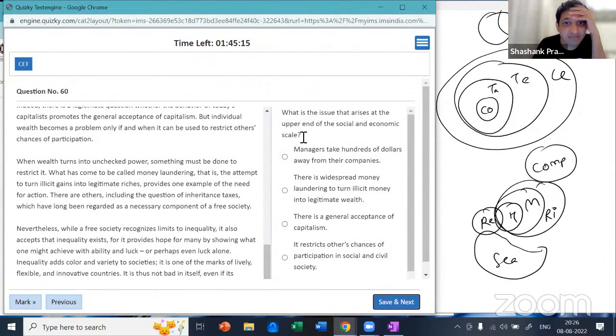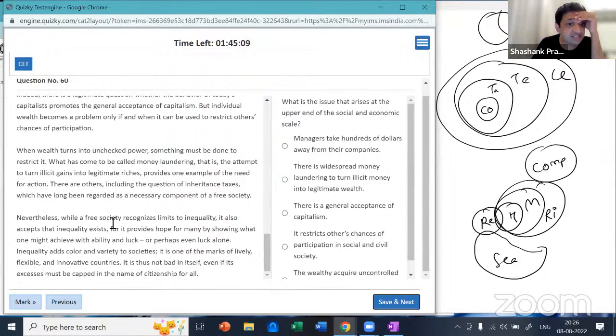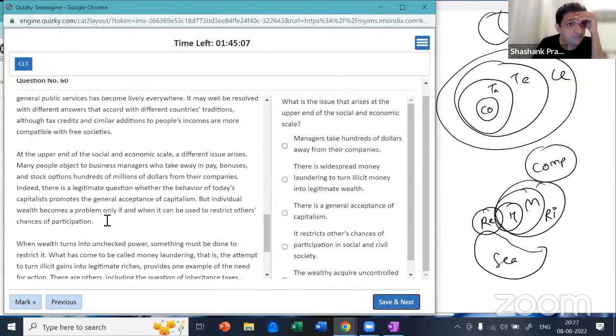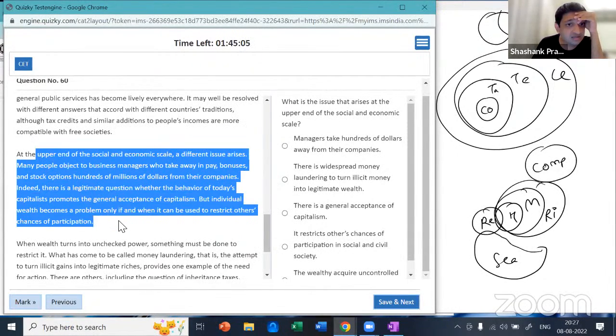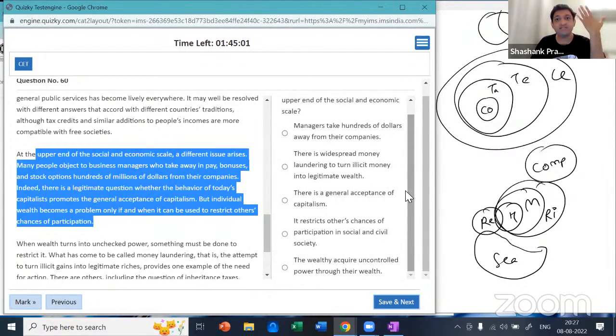Issue that arises at the upper end of the social and economic scale. So upper end of the social and economic scale. Where is the upper end of the social and economic scale? Okay, understood. Managers take hundreds of dollars away from their companies. Widespread money laundering to illicit whatever. Last this one, the power one I think.